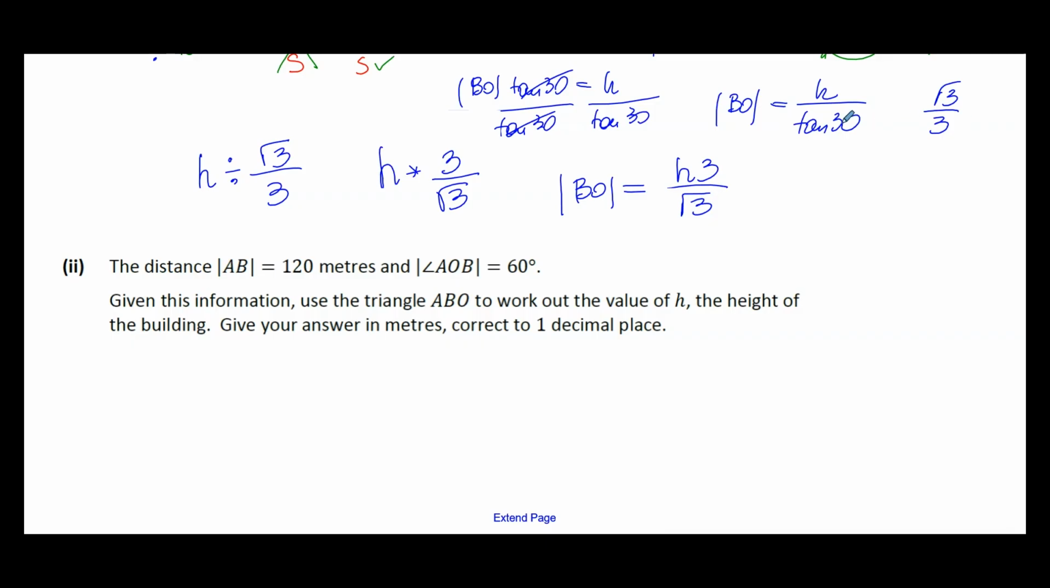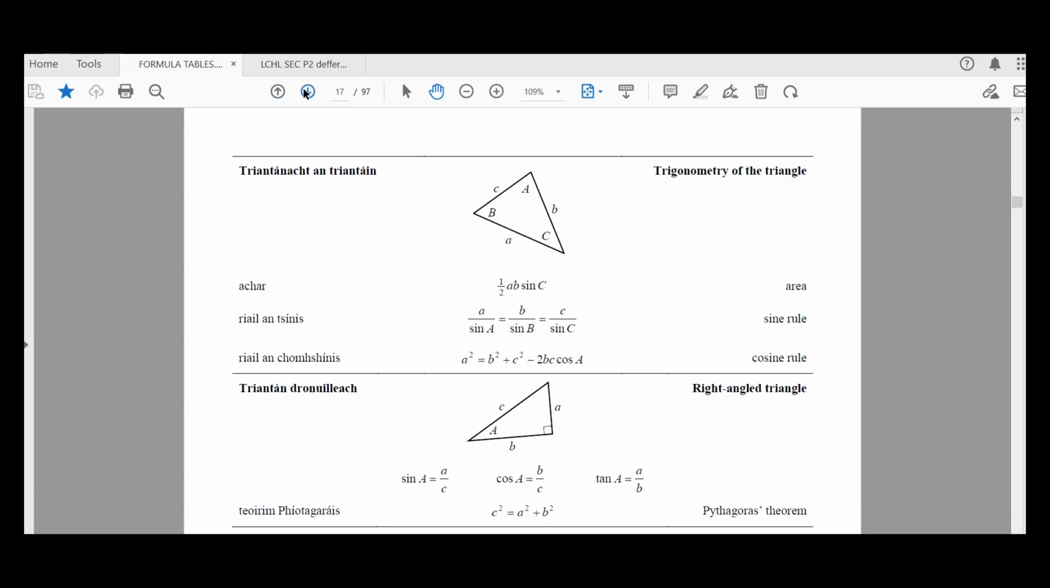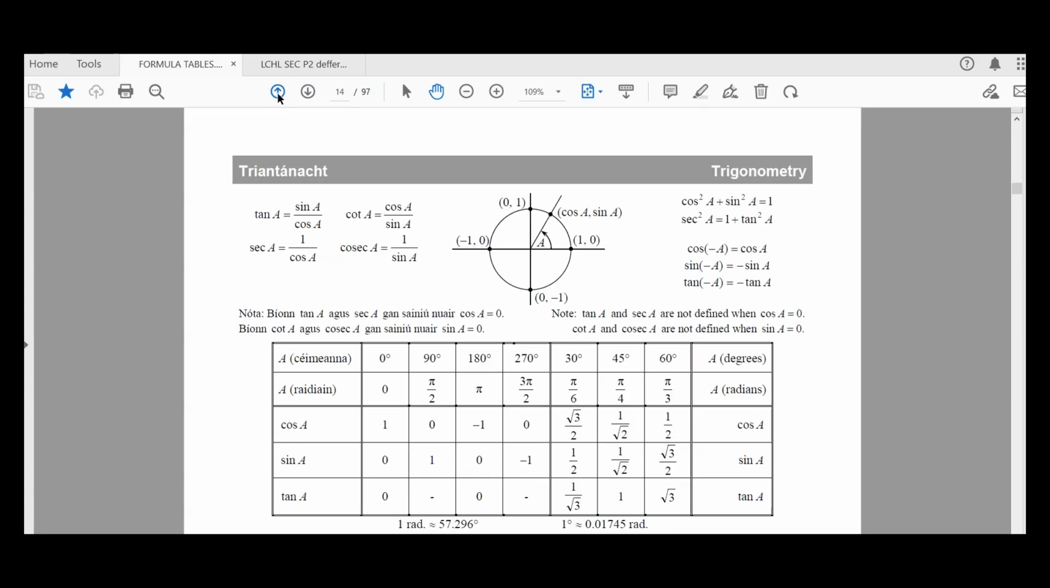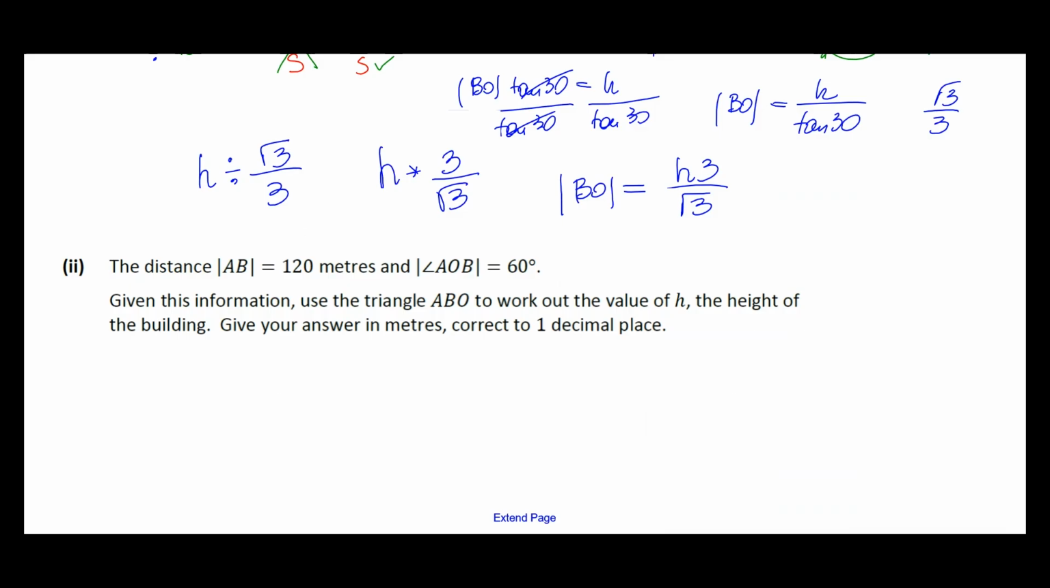Now, if we didn't use a calculator, if we went to our table and got tan, because I know some of you do that, which is all good and fine, there is nothing wrong with that. So tan of 30 is 1 over square root of 3. So I have H divided by 1 over square root of 3, isn't it? So again, H multiplied by square root of 3 over 1. So that means I am left with H square root of 3.